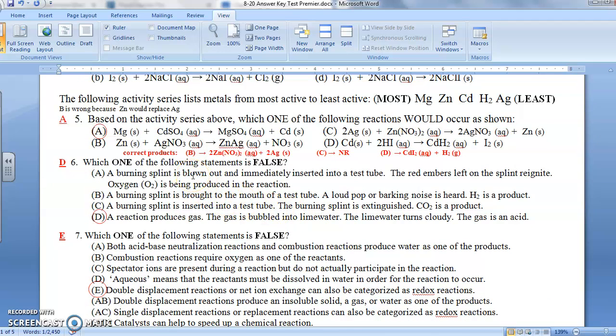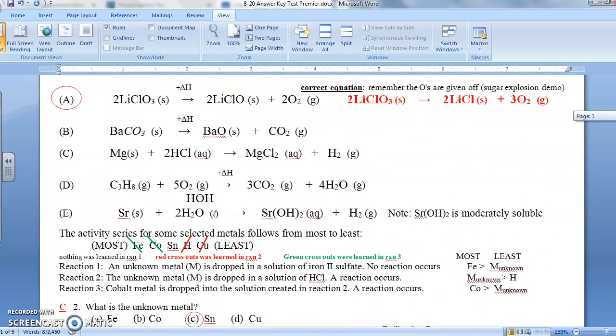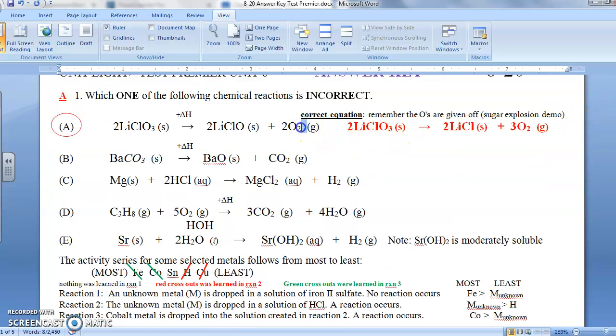If you have a burning splint and you blow it out and you insert it into a test tube and the red embers on the splint reignite, is that a proof that oxygen is being produced? And the answer is yes, that is true. That's one way you could tell oxygen's produced in this reaction right up here. We have oxygen being given off. If you have lithium chlorate and you're decomposing it in a burner flame, oxygen comes off. If you have a splint and you blow it out and you insert it into that test tube, it will reignite.